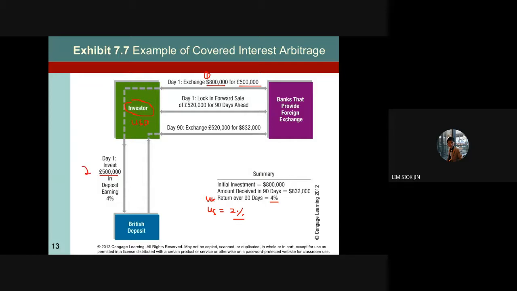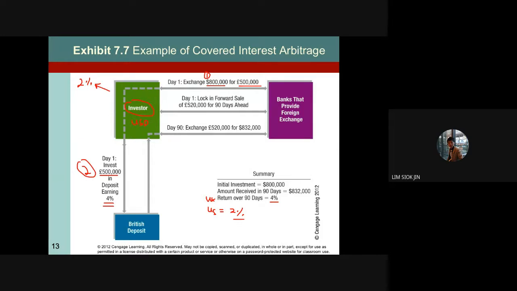And then the second step is to take all your pound and invest in a British bank or any deposit so that you can earn 4%. So this is already a win because in the US, it's only 2%. All right, so it is already a win for you. But there is one thing you fear. You worry that 90 days later, the British pound will depreciate. And when it depreciates, whatever you earn might be a loss.